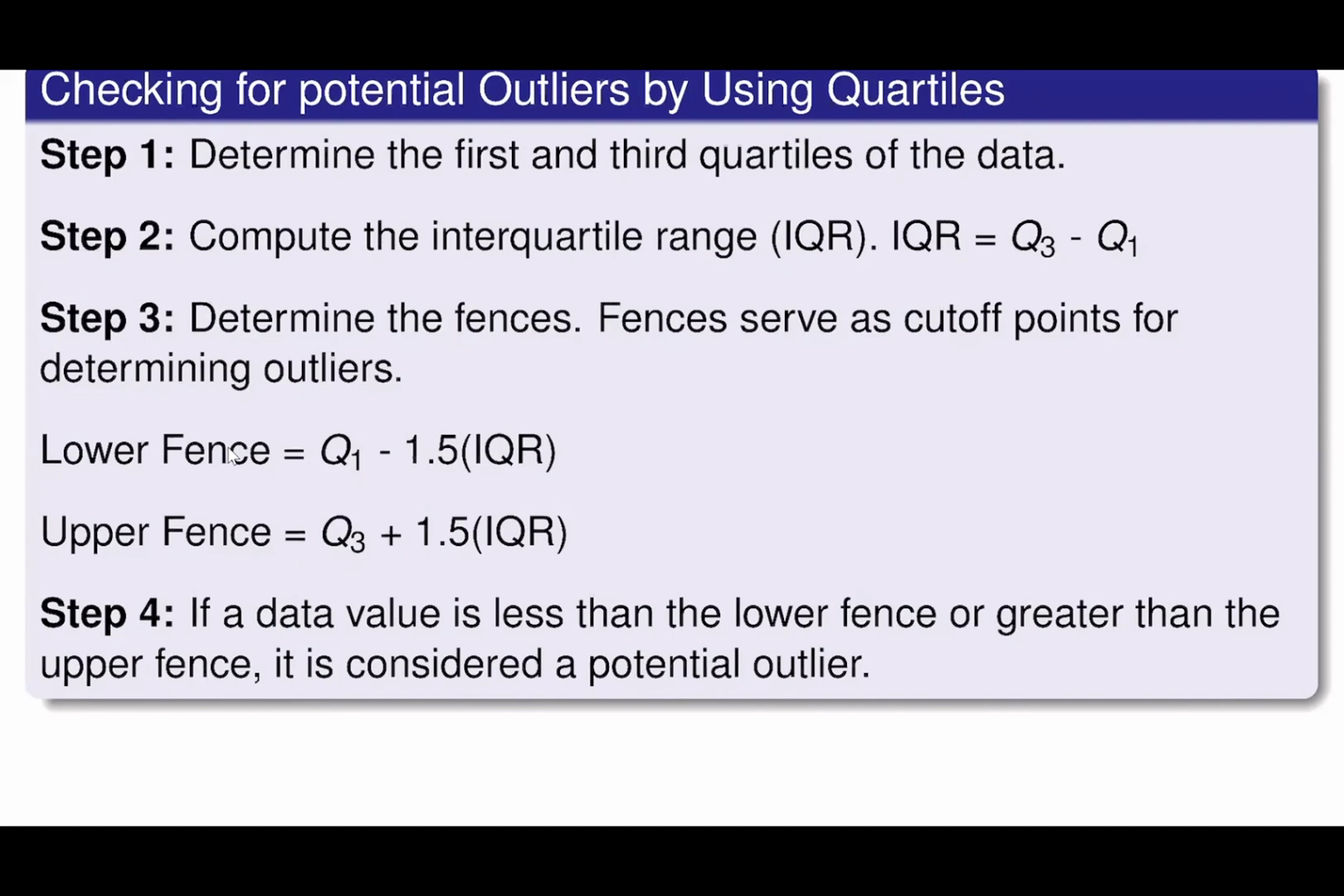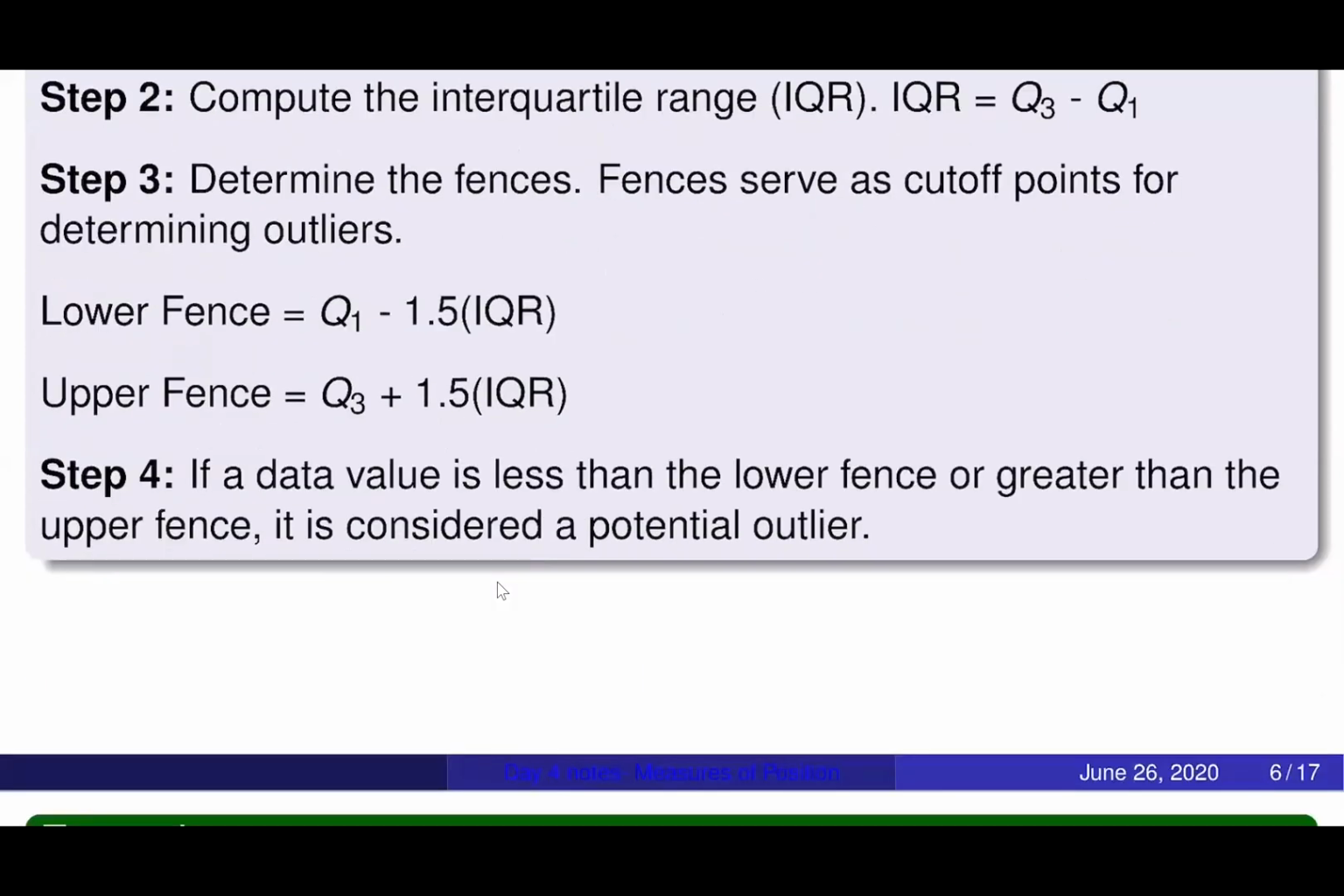So once you find the lower fence and the upper fence, step 4: if a data value is less than the lower fence or greater than the upper fence, it's considered a potential outlier. So that's how we're going to check for outliers. Any question in regards to that so far? Actually, no.